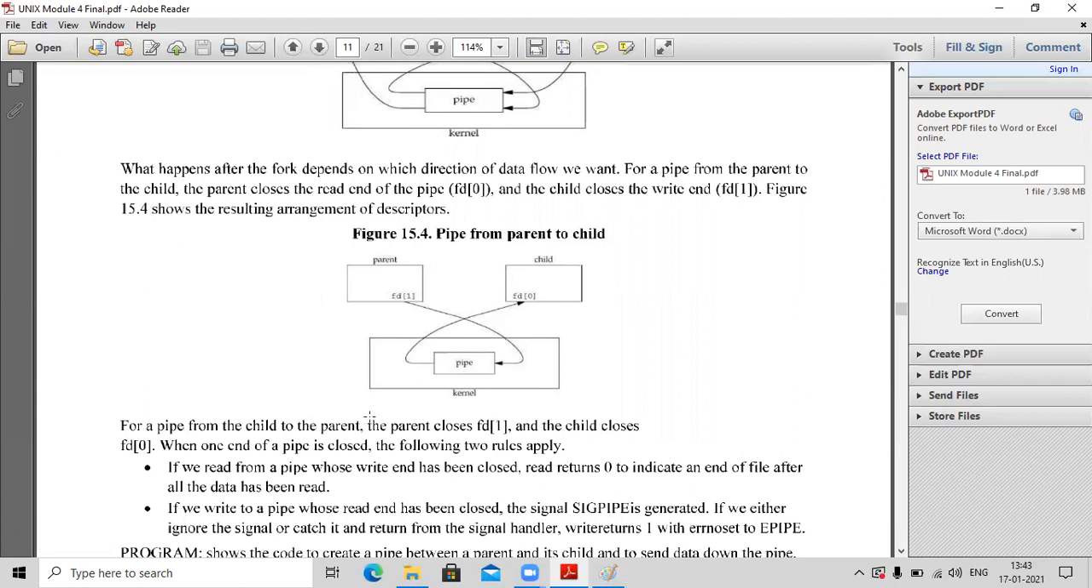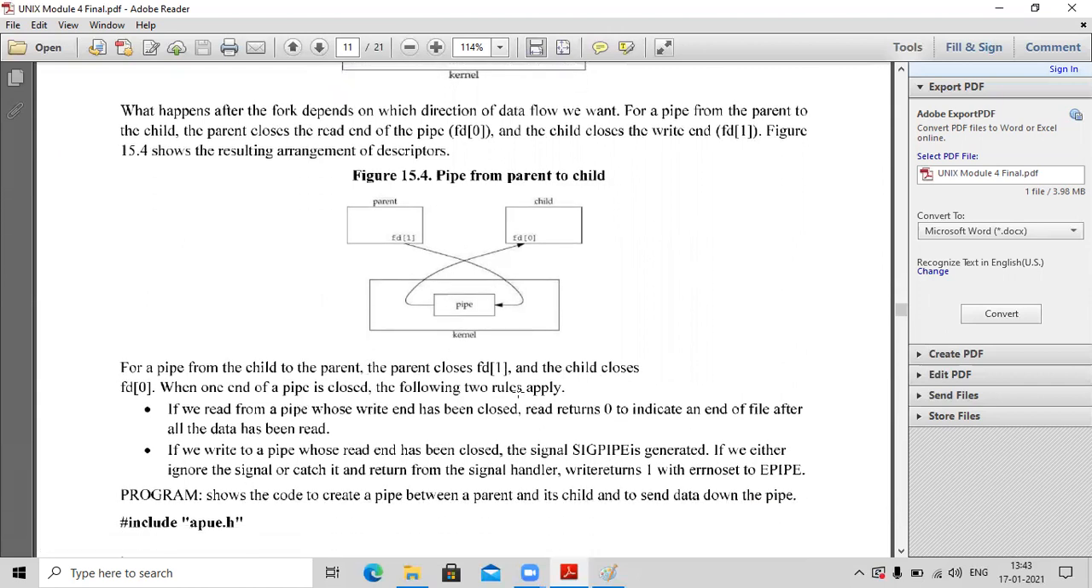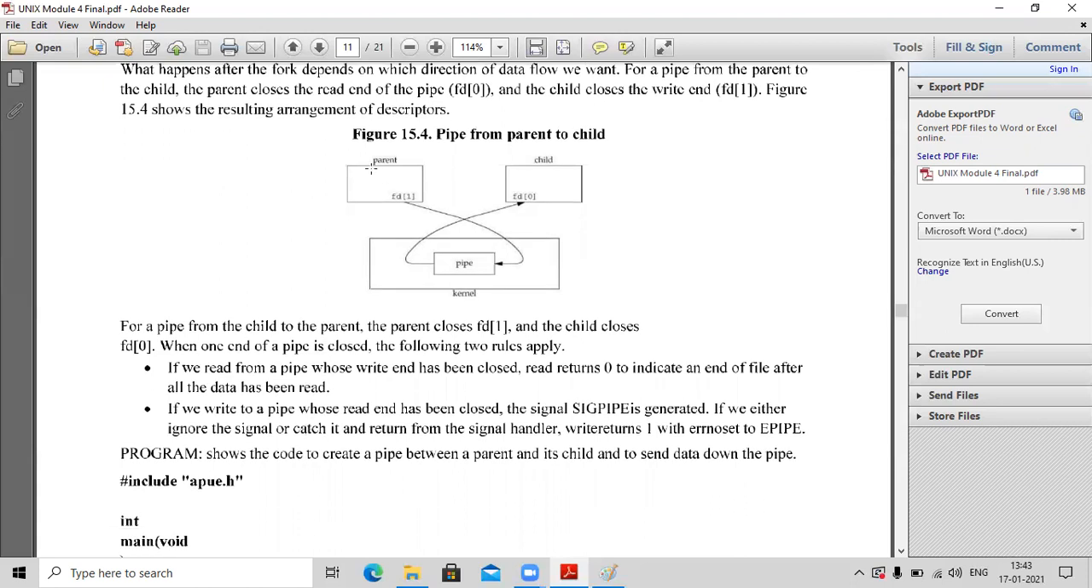FD1 will be open. So when one end of the pipe is closed, the following two rules apply. What are these two rules? If we read from a pipe whose write end has been closed, read returns 0 to indicate end of file after all the data has been read. That means if we are reading from a pipe but the write end is closed, that indicates end of data, because nothing more will be written into the pipe.